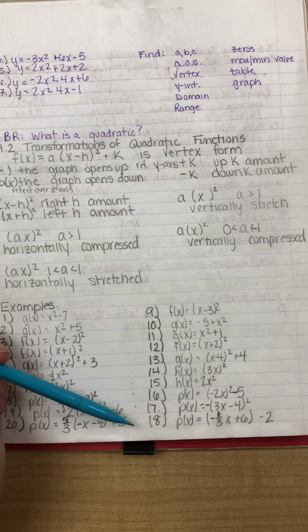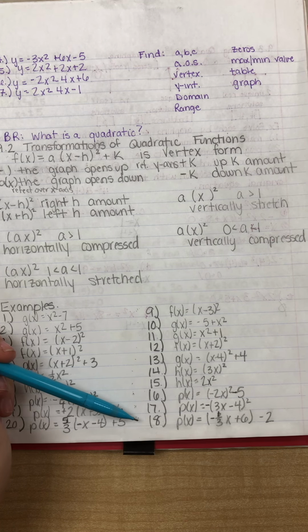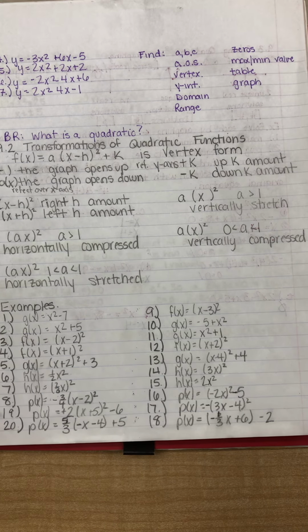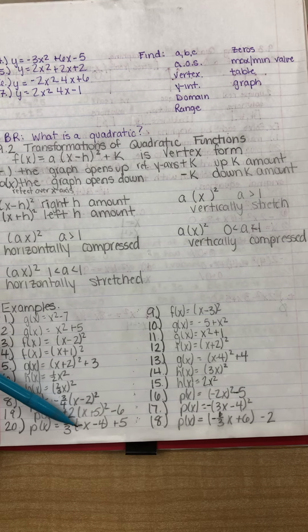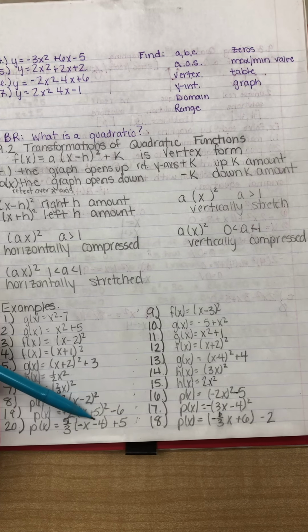18, we have reflecting over the y-axis, horizontally stretching, left 6, down 2. 19, vertically stretching, left 5, down 6. 20, vertically stretching, because that's a 5/3, reflecting over the y-axis, right 4, up 5.